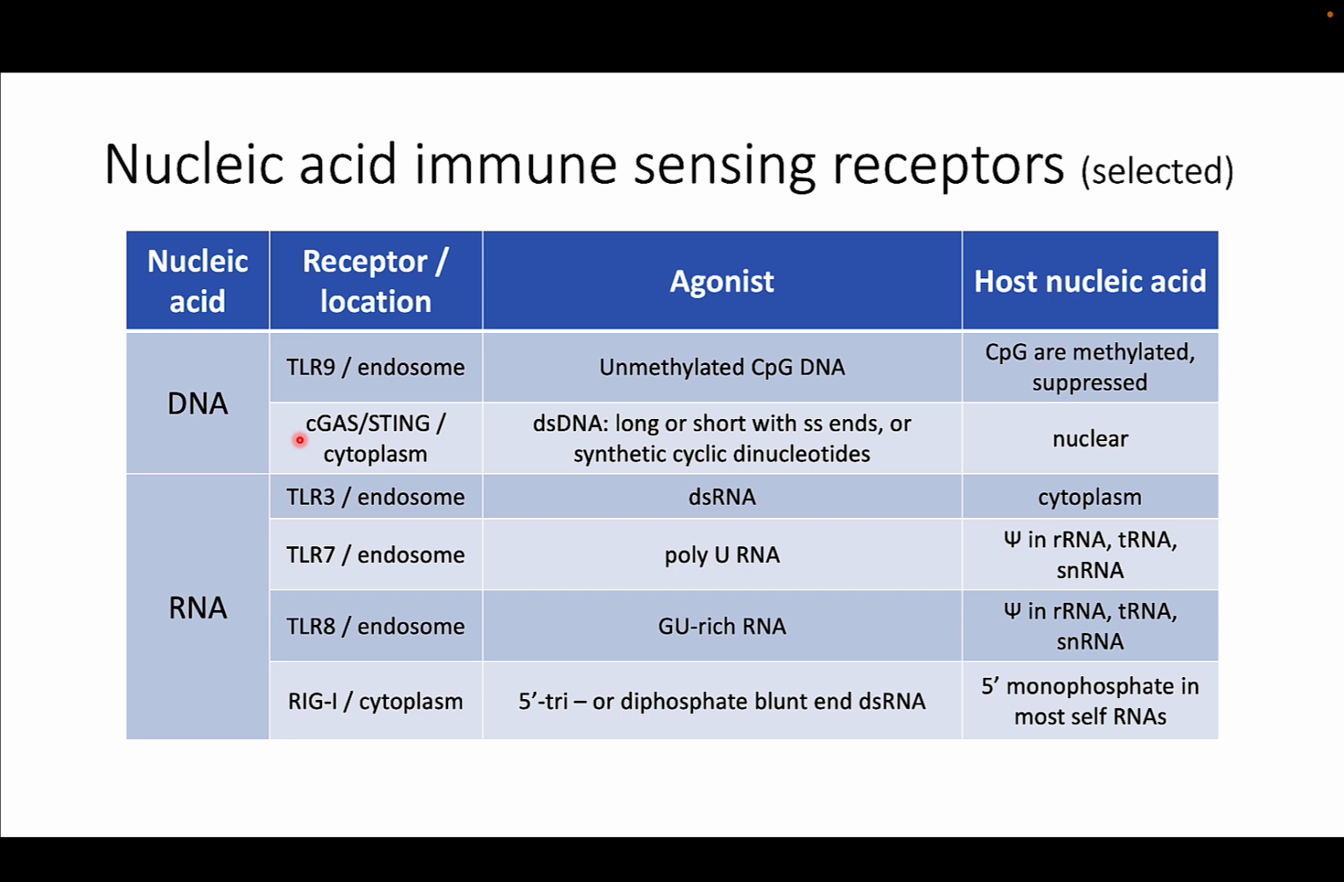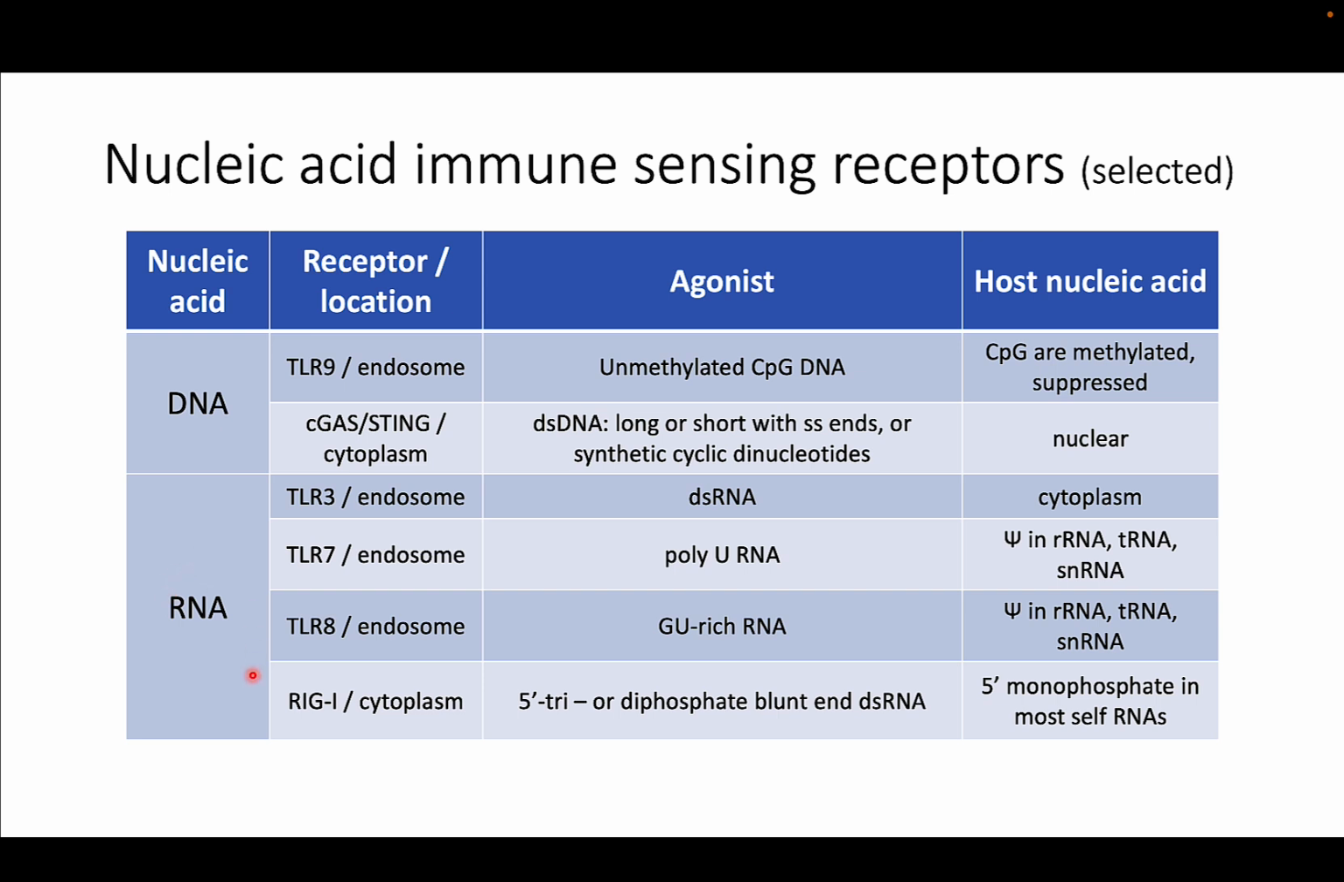Now the cGAS-STING pathway in the cytoplasm can be activated either by double-stranded DNA or by synthetic cyclic dinucleotides. But it doesn't distinguish foreign DNA from self-DNA. This pathway is not normally activated in cells because DNA is normally sequestered in the nucleus. If cells are stressed or if apoptotic cells are taken up, then the pathway can be activated.